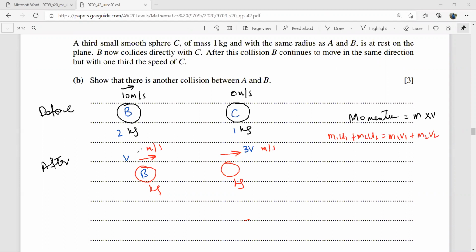So that is why I'm supposing that this is 3V over here, okay? And this is your C over here. This is 1 kg. This is 2 kg. Show that there is another collision between A and B.